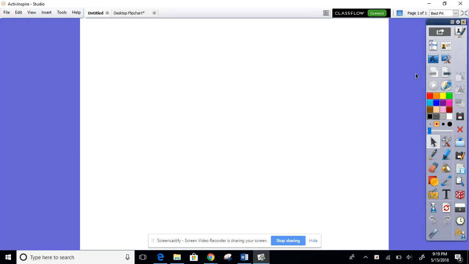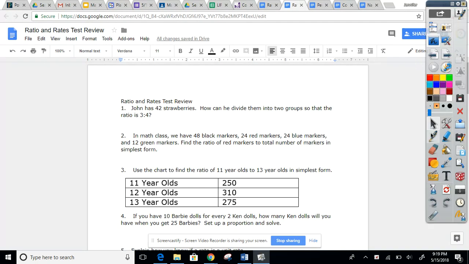Okay guys, so here's the other ratio video. We're going to be talking about ratio and rate. I believe this is the harder page of the two. So it says John has 42 strawberries. He can divide them into two groups so that the ratio is 3 to 4.